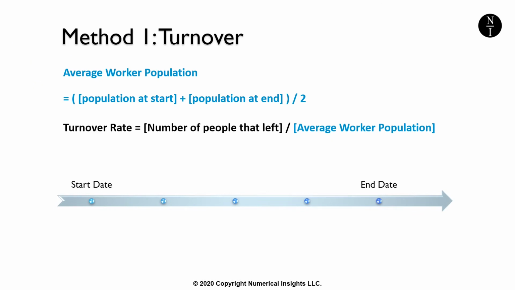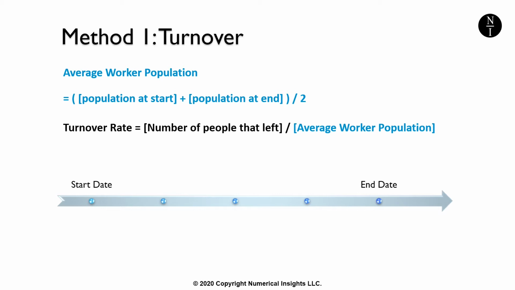Method 1 is the method utilized by many HR systems and is the most straightforward. In this scenario, we only need 3 numbers. We will take the defined worker population at the start of the time period, the population at the end of the time period, and the count of the population that left during the time period. In this scenario, we divide the exiting population by the average population.